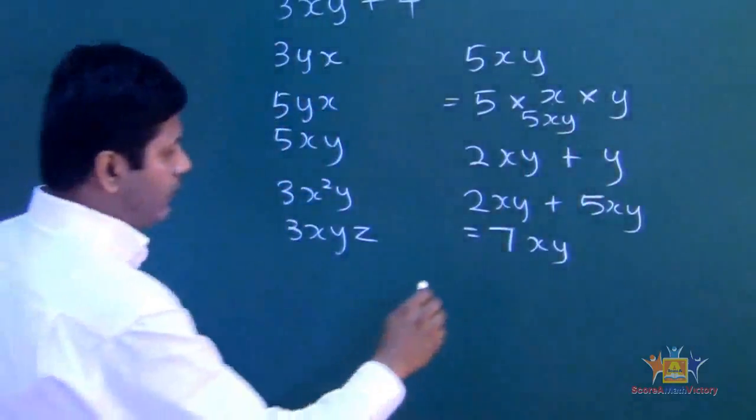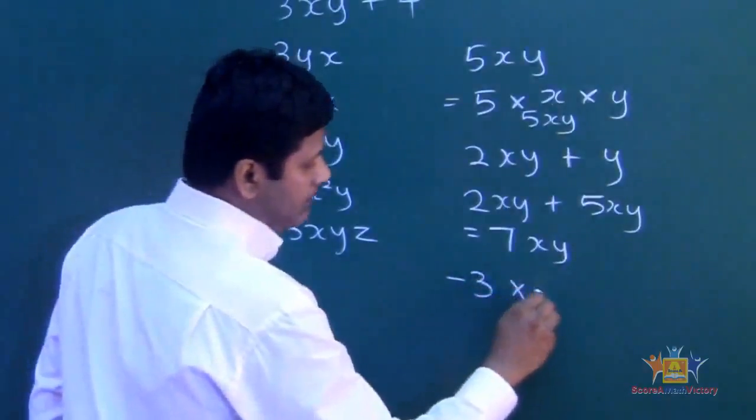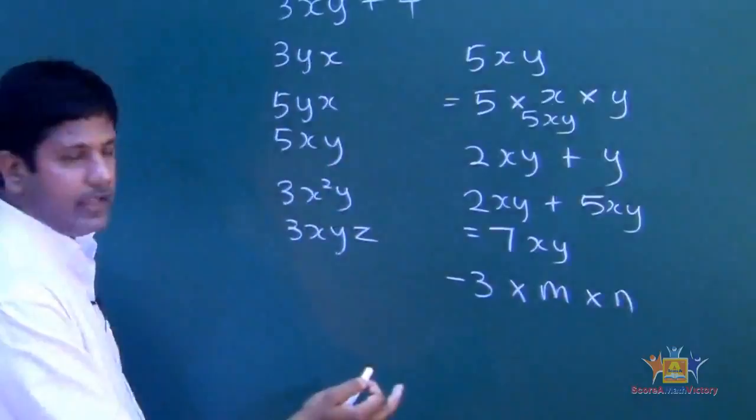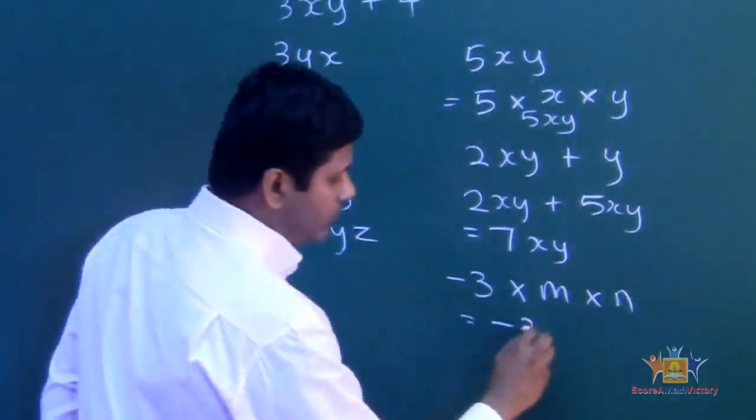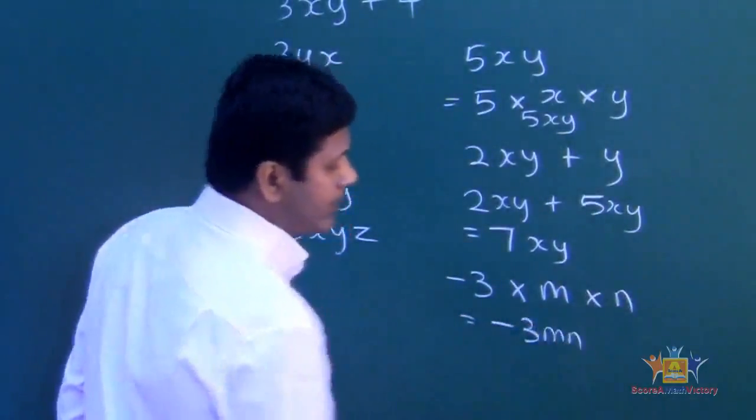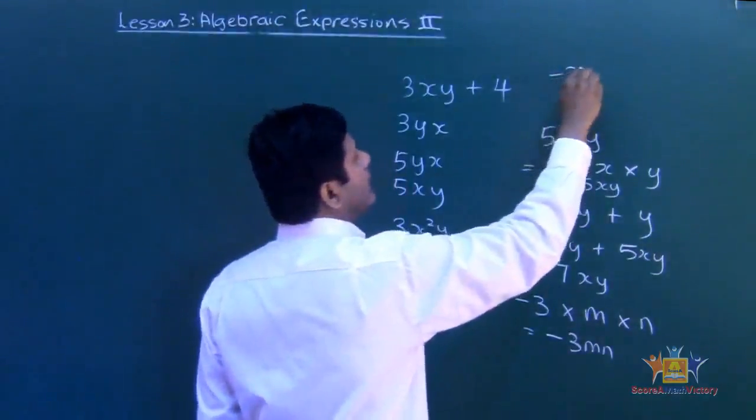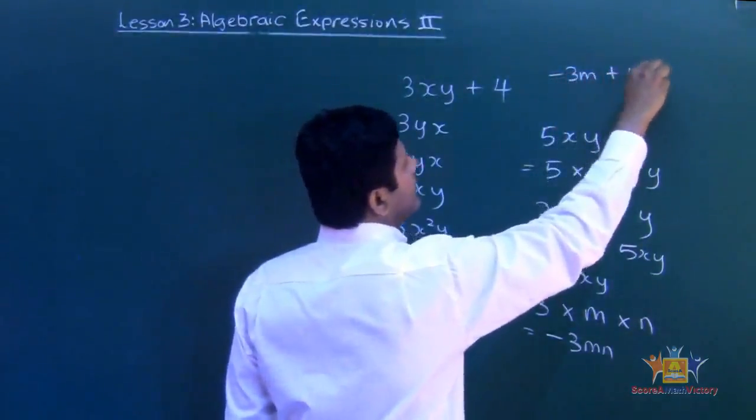Okay, so let's say if I give you negative 3 times m times n. And how do I express that? I express that as negative 3mn.